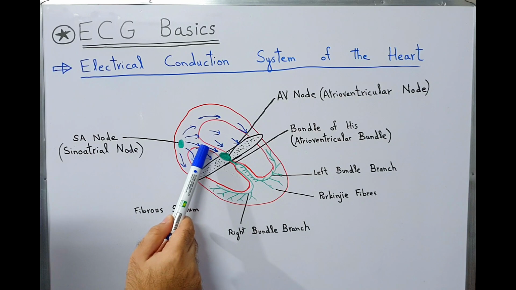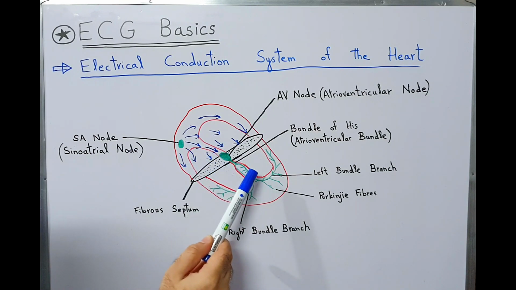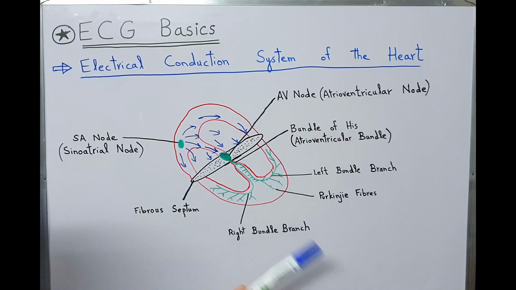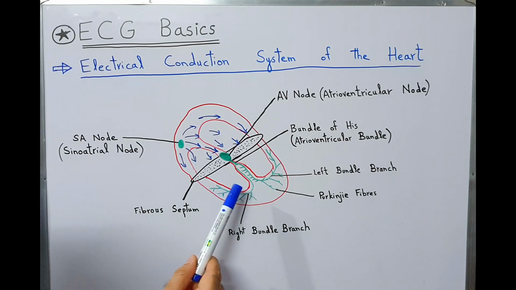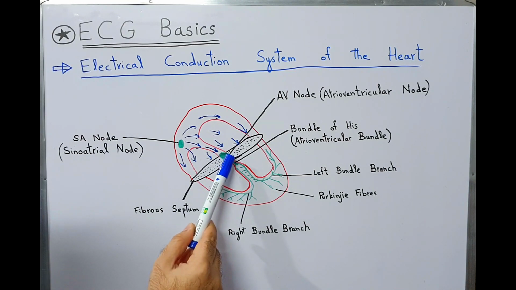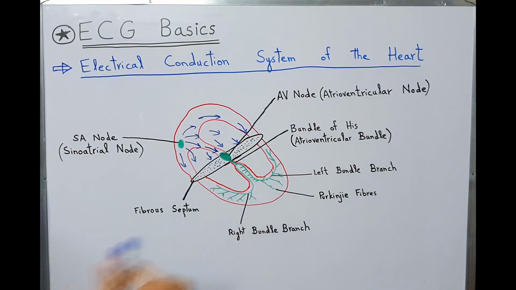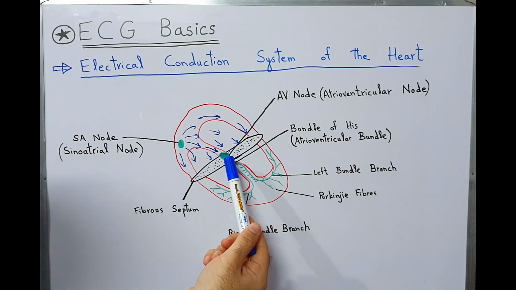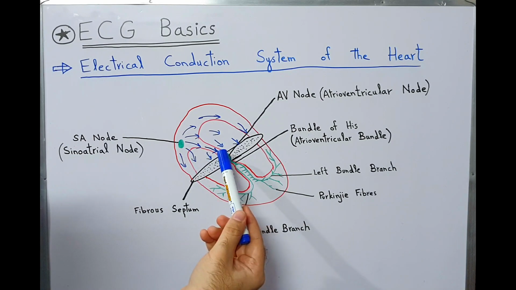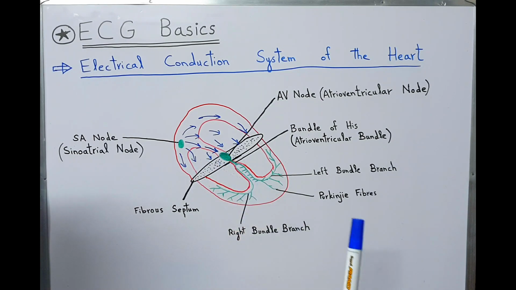When the atria contract, there must be a delay before the ventricles start contracting so that the ventricles are completely filled with blood. Therefore, this AV node is specialized for slow conduction, so that there is a 0.1 second delay here. It seems as if the current is stuck here. It acts as a speed breaker for current. After 0.1 seconds of delay, the current is passed forward.